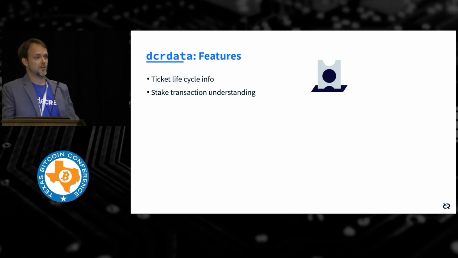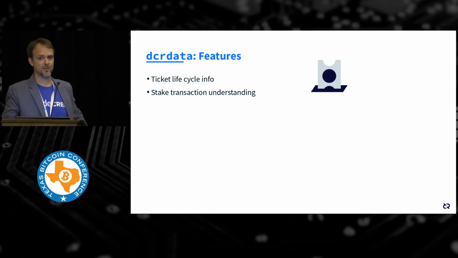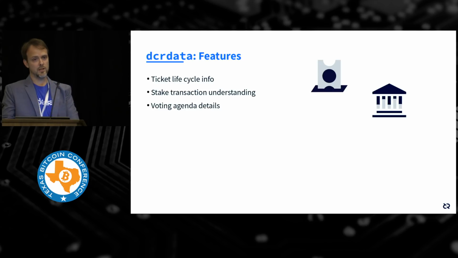So I'm just going to go through some of the features. On top of the usual Block Explorer functions like browsing blocks, transactions, addresses, things like that, we paid a lot of attention to making sure that we could represent and convey information about tickets, ticket life cycles, understanding different types of stake transactions, things that drive the governance system in Decred. And this goes hand in hand with understanding and displaying information about the voting agendas.